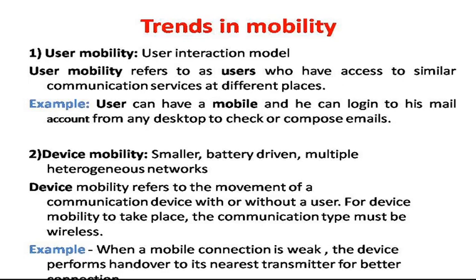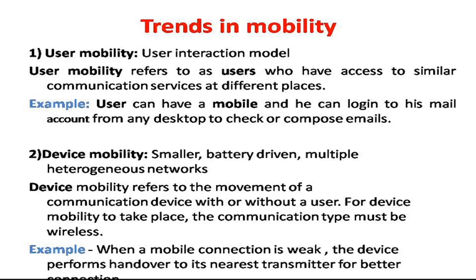An example is your Gmail account. Whenever I log in through my laptop, my mobile phone, or my desktop, the pattern or view of that Gmail access will be the same. It does not change. So the user interaction model should always be the same at different places. My mobile phone is a different place, my laptop is a different place, and my desktop is a different place.